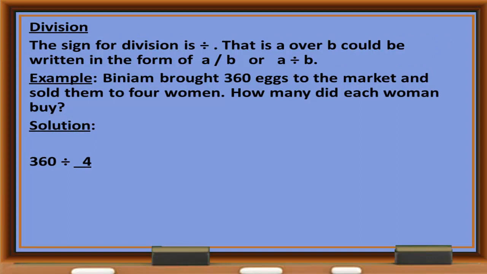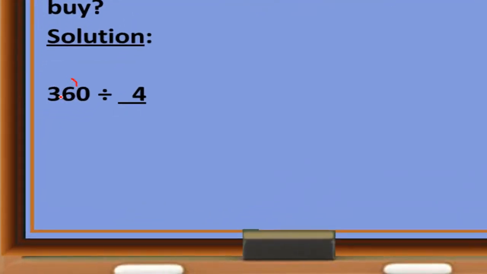360 eggs divided by 4 women. First, we put the division sign here. 36 divided by 4 is 9. 9 times 4 is 36. We write 36 here.